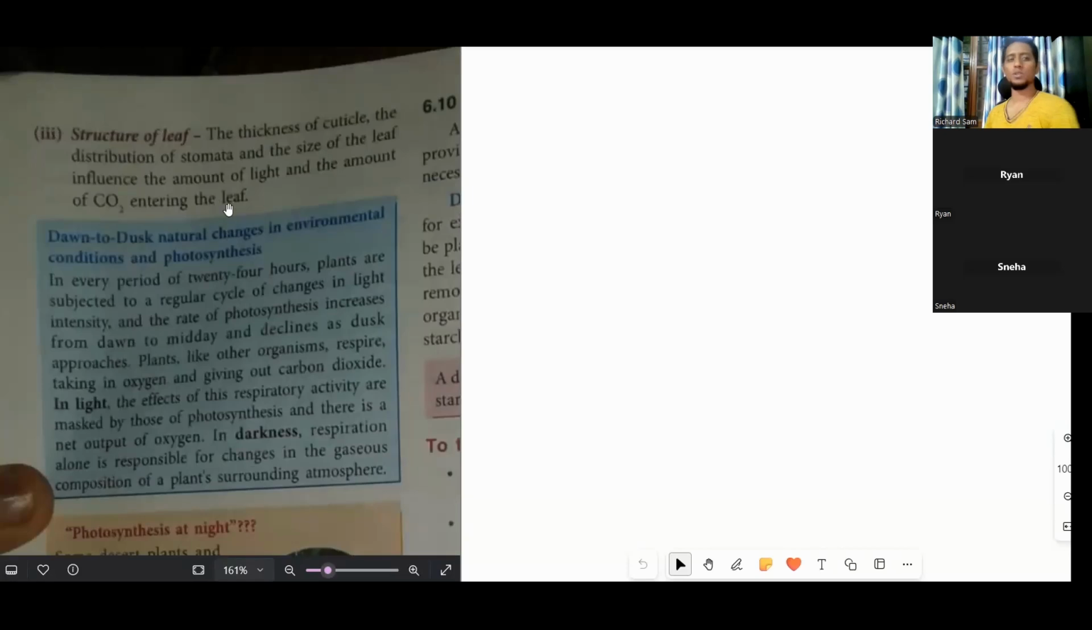Structure of the leaf also influences the amount of carbon dioxide entering in, the amount of light passing through and all that, and that can also play a part in the rate of photosynthesis. Normally the cuticle is transparent so that light passes through, but if the cuticle is too thick, then carbon dioxide will not be able to enter into the leaf as easily, so that could reduce the rate of photosynthesis.